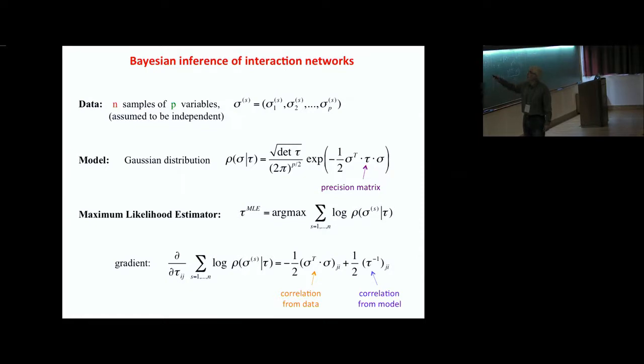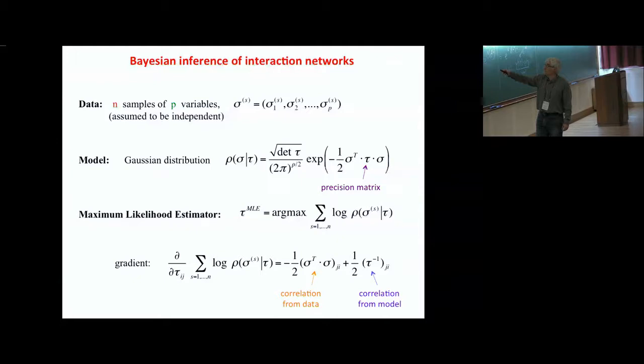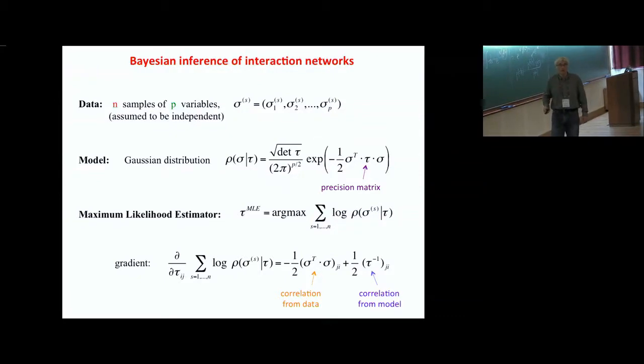So let's take the log of this expression, sum over s. We have two terms. One is the sum over s of the exponent here. And if I differentiate with respect to tau, in order to write the maximization equation, what I get is this term. If I differentiate with respect to the element ij of the precision matrix, I get this term here, which is simply the correlation between variable i and variable j, where i and j run from 1 to p in the data. And the dot product here is just a matrix product over the sample index s.